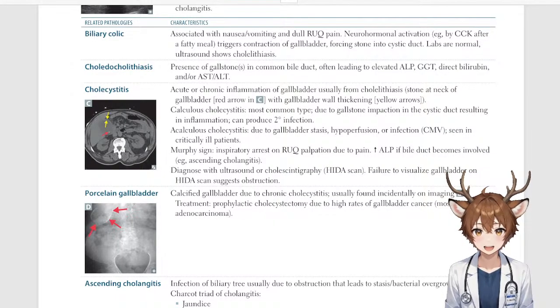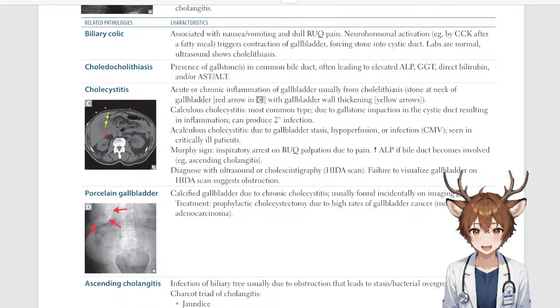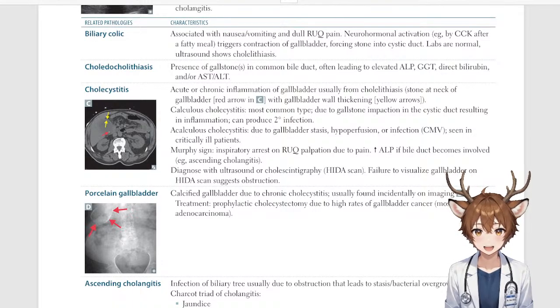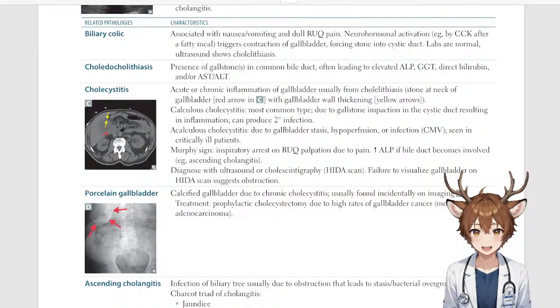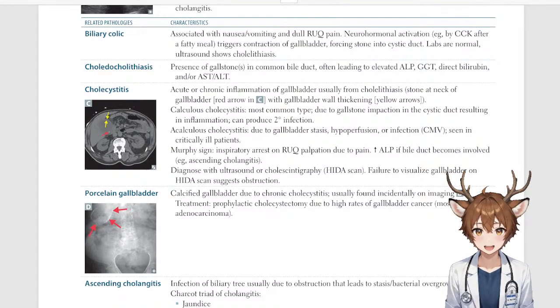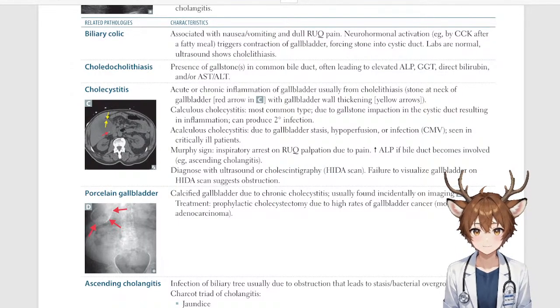Increase in ALP if bile duct becomes involved, acute cholangitis. Diagnosis by ultrasound and cholescintigraphy, HIDA scan. Failure to visualize gallbladder on HIDA scan suggests obstruction.